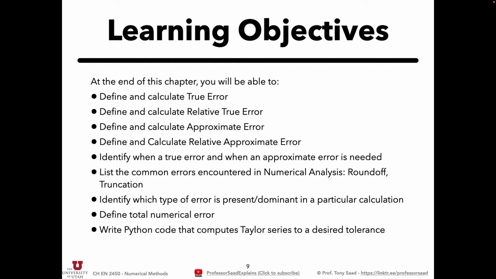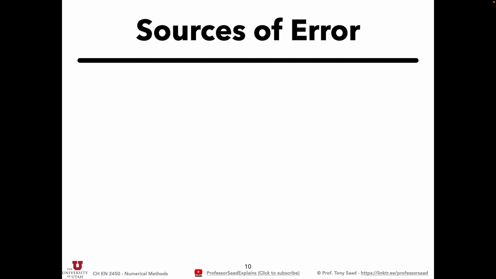And finally, write Python code that computes the Taylor series to a desired tolerance to approximate functions. You'll also learn how to compute derivatives of functions and compute the errors associated with those. First, I will start by giving you just a general overview of the sources of errors. This is more qualitative in nature before we dig into defining errors.